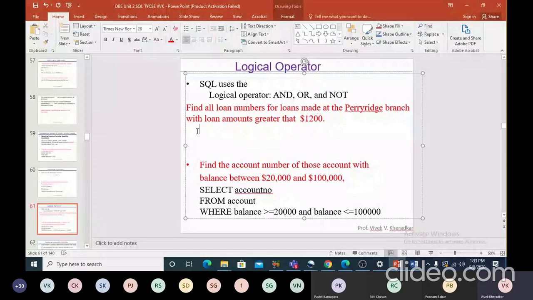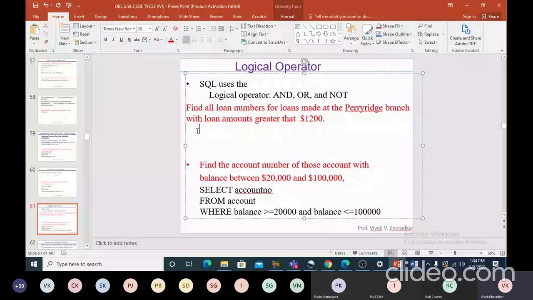Yes, anyone? So from loan is there. So is there any condition in the requirement? Whether that's a single condition or more than one condition. How many conditions are given in the requirement? Two conditions, right? One condition with the branch name and second is loan amount.